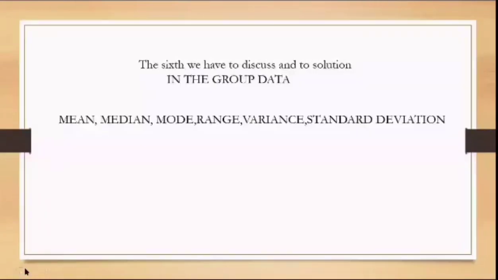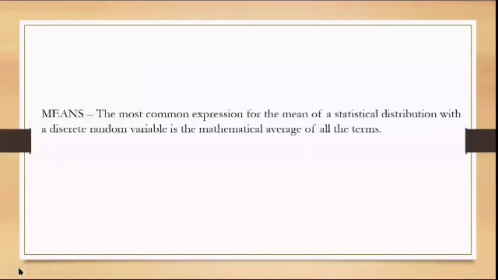The six we have to discuss in the group data are mean, median, mode, range, variance, and standard deviation. The mean is the most common expression for the mean of a statistical distribution with a discrete random variable, and it is the mathematical average of all the terms.